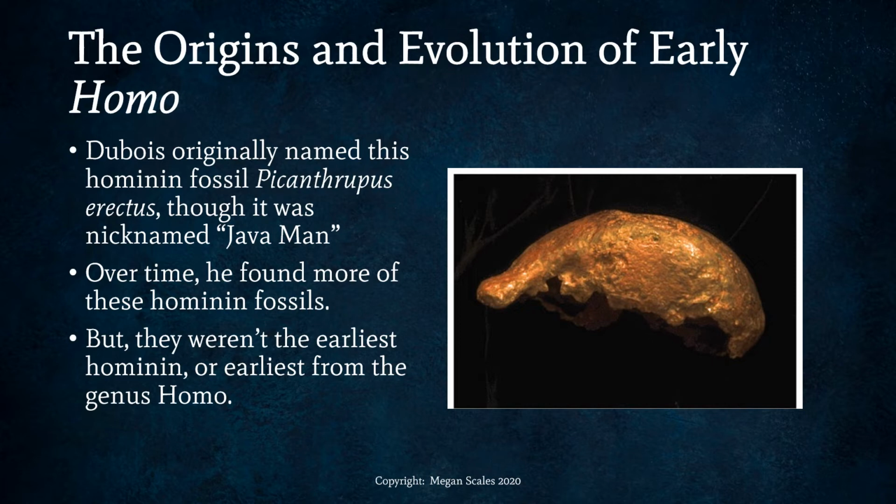And we can see in the picture here, this kind of skull cap is what it's often called. We can see how it's all elongated with a low forehead and large brow ridges. Those are some features we'll be looking at later.